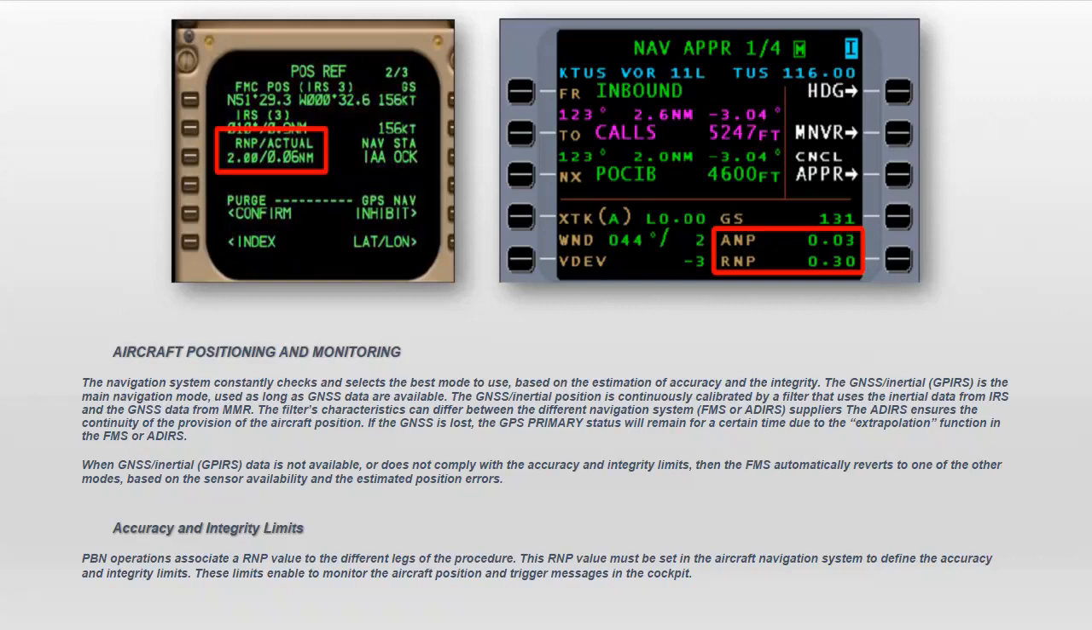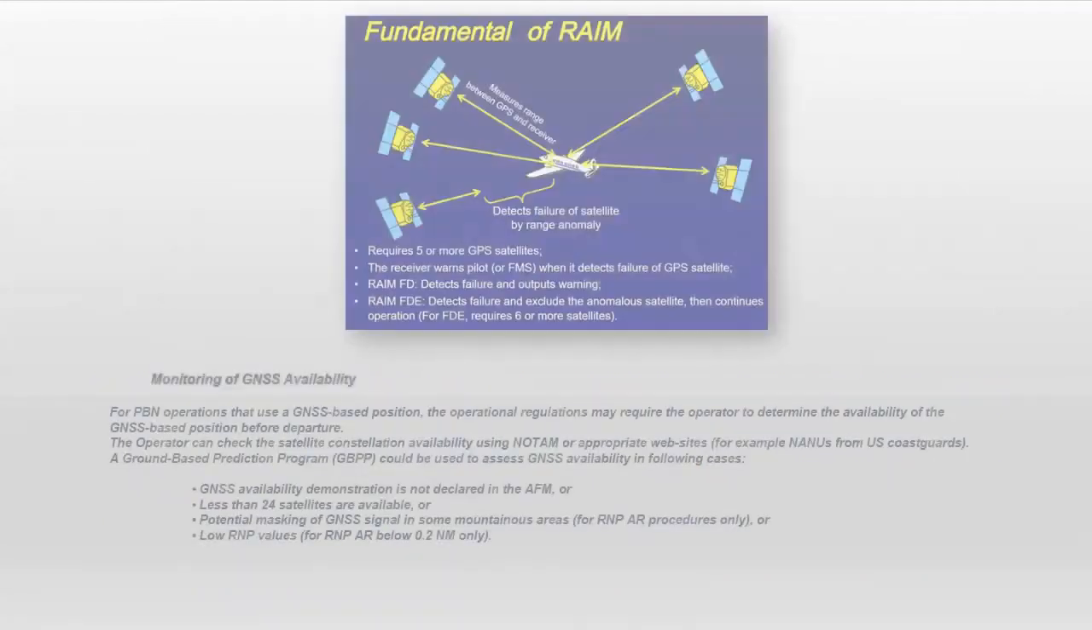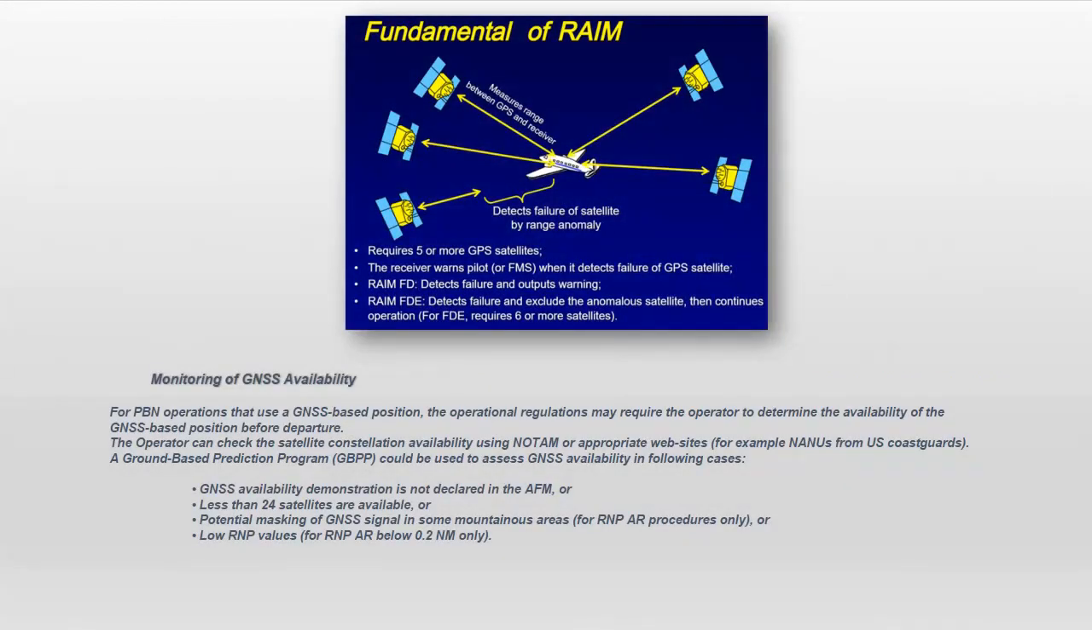Accuracy and integrity limits. PBN operations associate a RNP value to the different legs of the procedure. This RNP value must be set in the aircraft navigation system to define the accuracy and integrity limits. These limits enable to monitor the aircraft position and trigger messages in the cockpit.